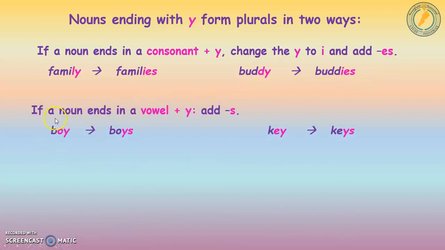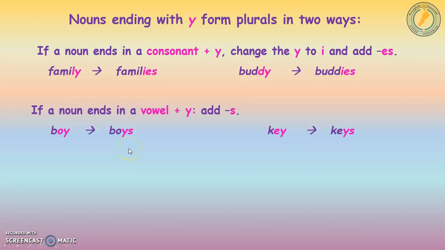The second one, if a noun ends with a vowel plus Y, we only add S. As you see in boy, boys, key, keys. Both end with Y preceded by a vowel, so we only added S.